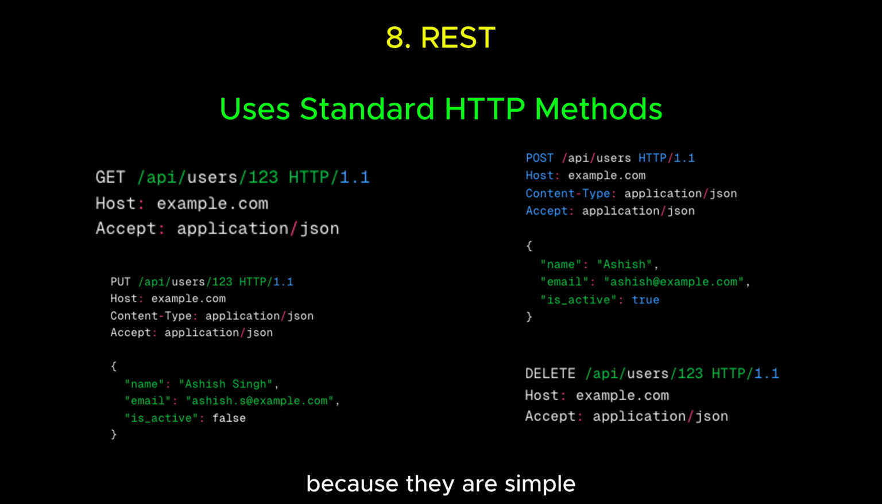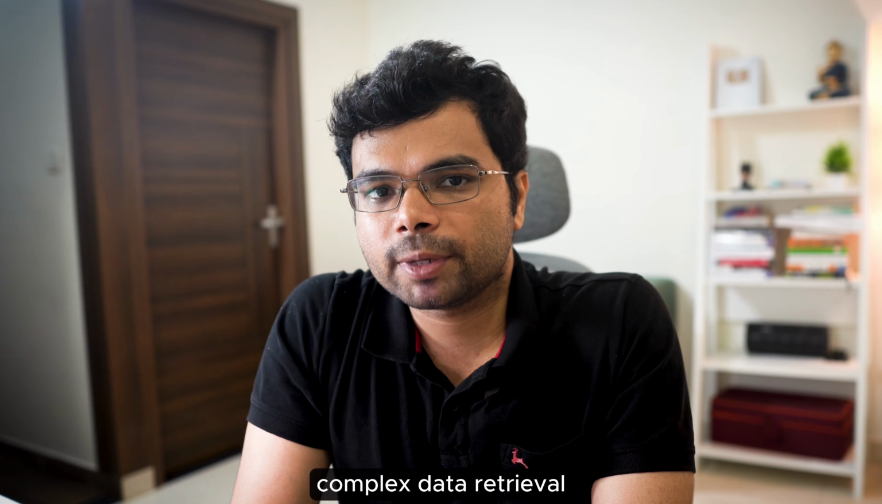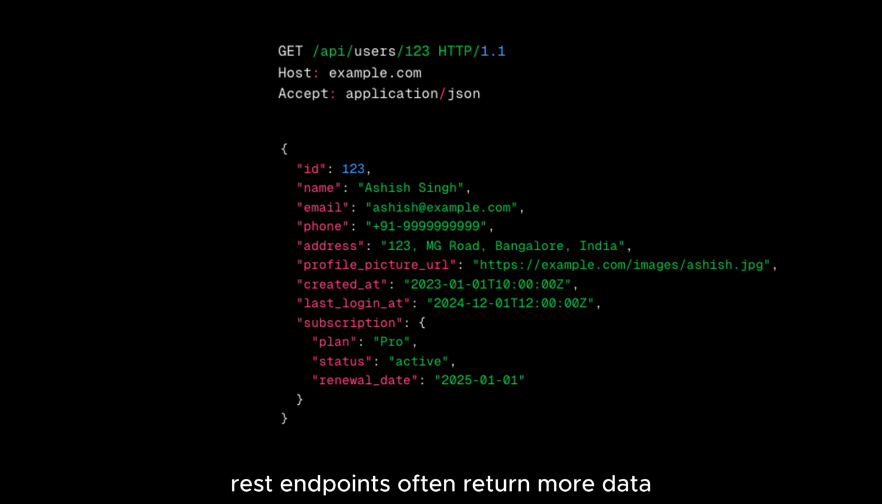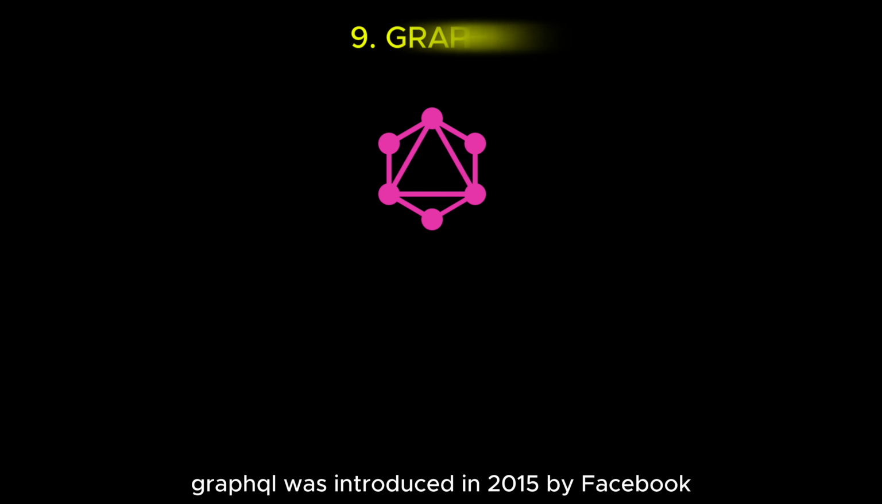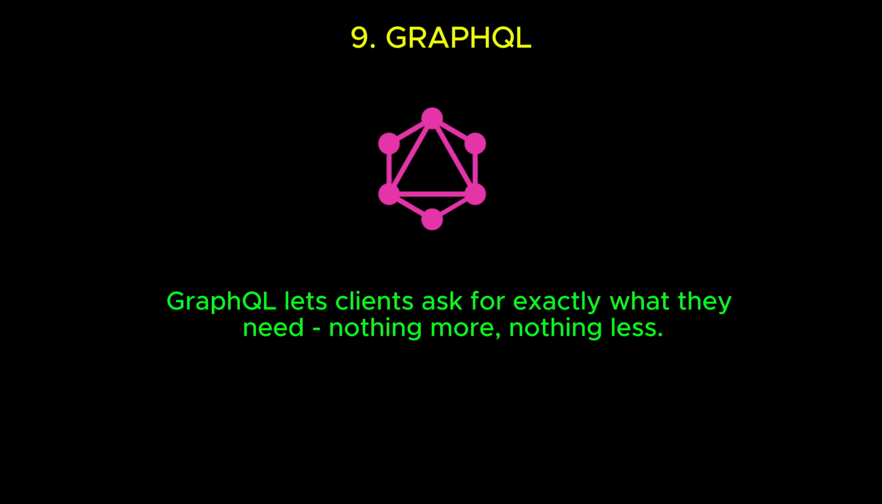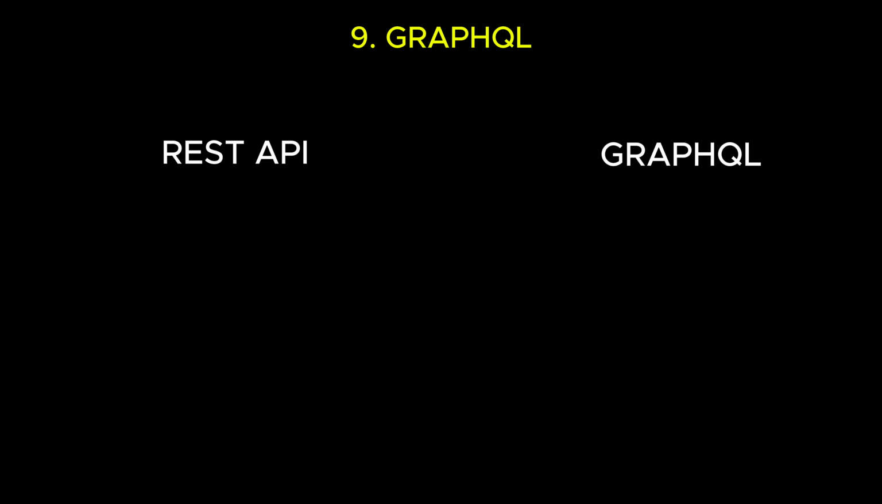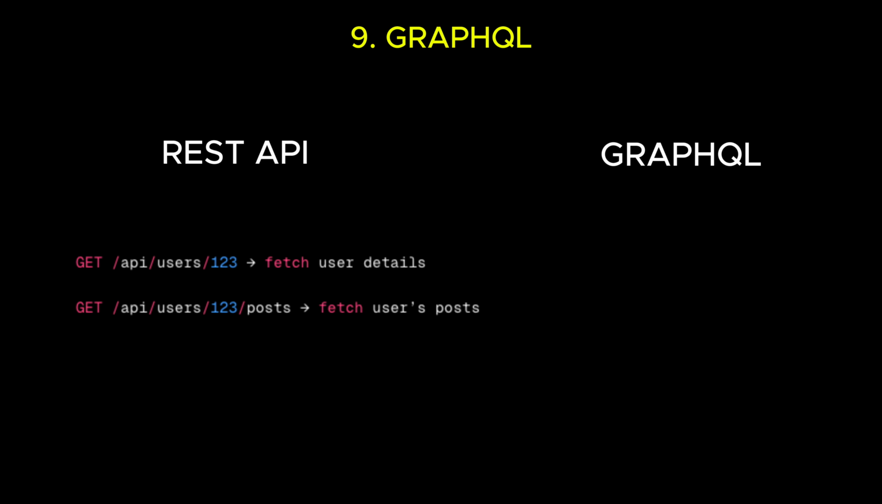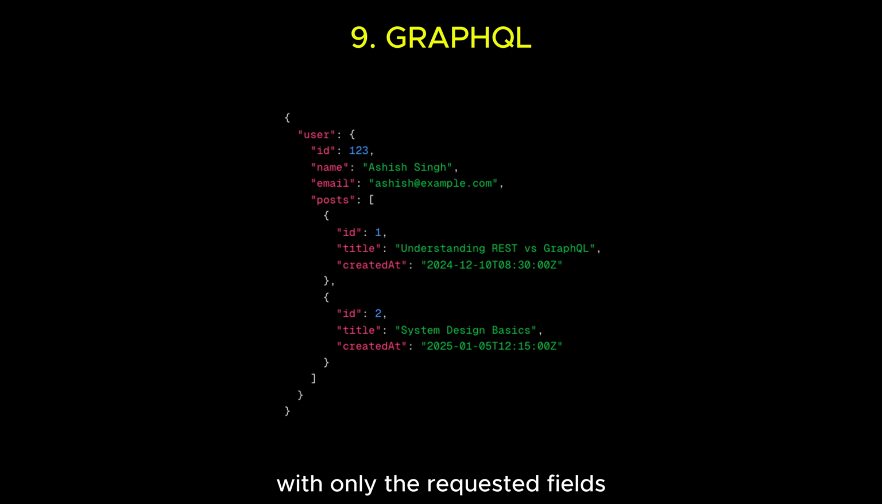REST APIs are great because they are simple, scalable, and easy to cache, but they have limitations, especially when dealing with complex data retrieval. REST endpoints often return more data than needed, leading to inefficient network usage. To address these challenges, GraphQL was introduced in 2015 by Facebook. Unlike REST, GraphQL lets clients ask for exactly what they need, nothing more, nothing less. With a REST API, if you need a user's profile along with their recent posts, you might have to make multiple requests to different endpoints. With GraphQL, you can combine those requests into one and fetch exactly the data you need in a single query. The server responds with only the requested fields.